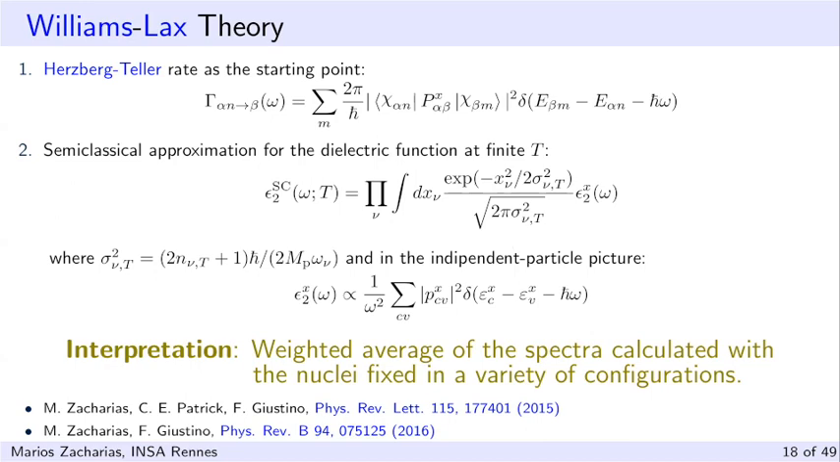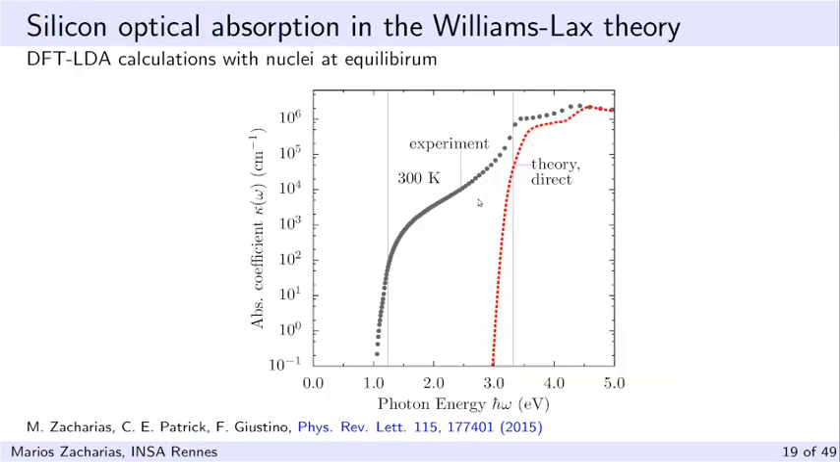So we generate configurations from this multivariate Gaussian distribution, and then we calculate the spectra for each configuration, and finally we take the average. We use this concept coming from the Williams-Lax theory, and we calculate the optical absorption spectra of silicon. Here we show the experimental absorption coefficient and our calculations without using the displaced structure, but using only the structure at equilibrium.